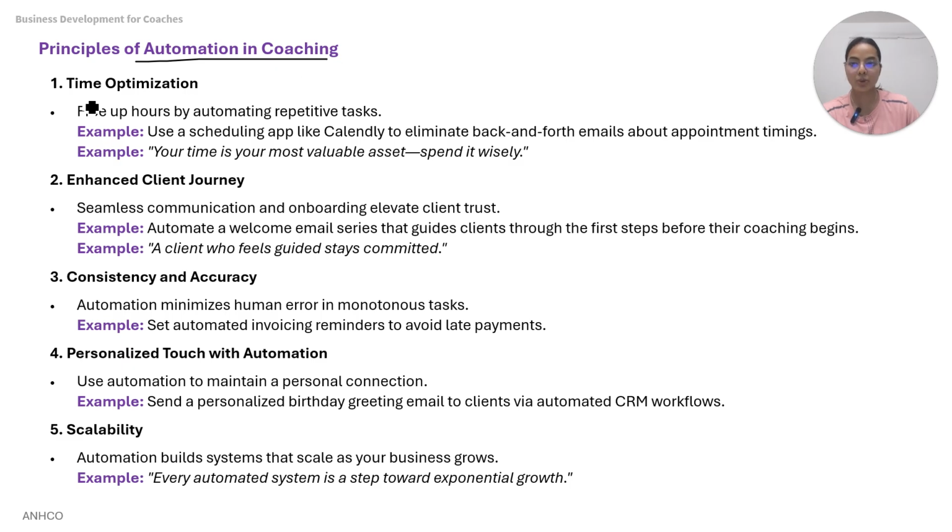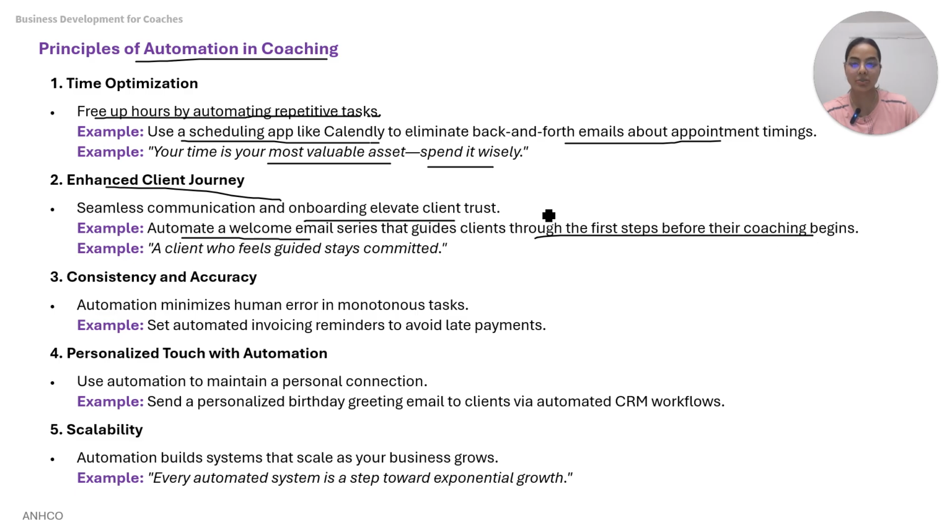Time optimization, number one. It frees up hours by automating repetitive tasks. Example, use a scheduling app like Calendly to eliminate back and forth emails about appointment timings. Example, your time is your most valuable asset, spend it wisely. Number two, enhanced client journey. Seamless communication and onboarding elevate client trust. Example, automate a welcome email series that guides clients through the first steps before their coaching begins. Example, a client who feels guided stays committed.